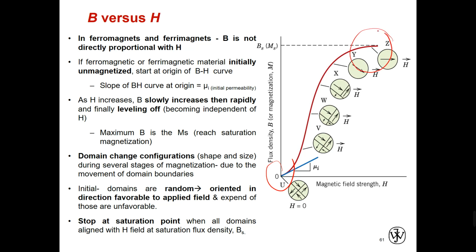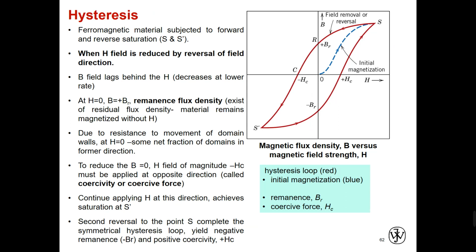Okay, so what is hysteresis? We know that a ferromagnetic material is subjected to forward and reverse saturation. Basically, hysteresis is going up like this, then it reverses, going back along the same line on the same axes of x and y.